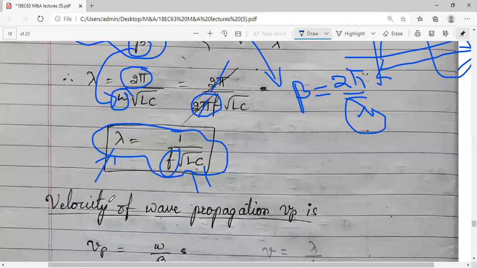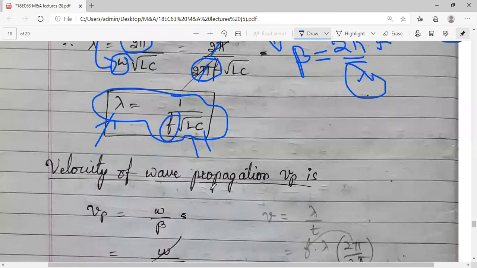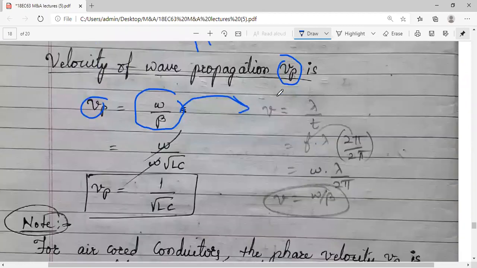This is the third parameter for which we have got the expression. Gamma is over, under gamma alpha and beta, then characteristic impedance Z naught. This is the third one, that is lambda. And the fourth one, let's see, that is velocity of propagation V subscript P. I have written here Vp is equal to omega by beta. How we get this? Let me just show you.